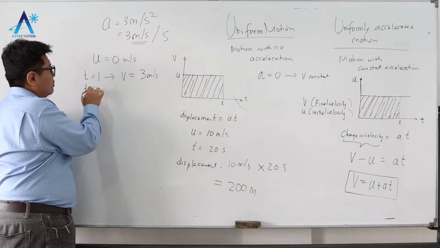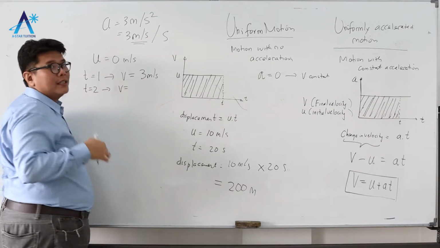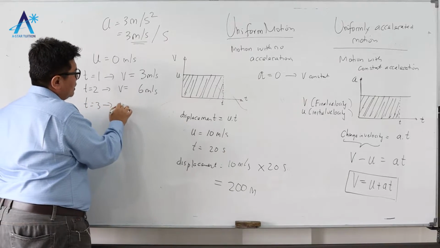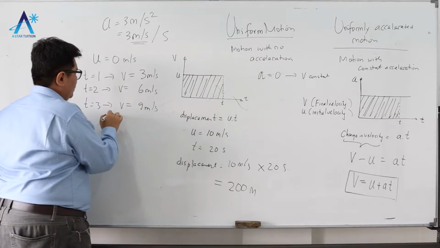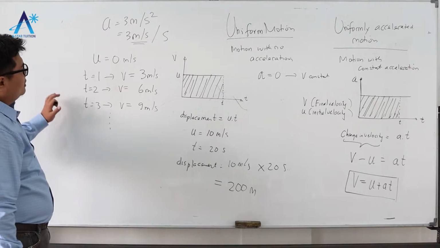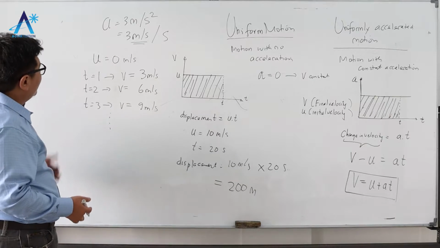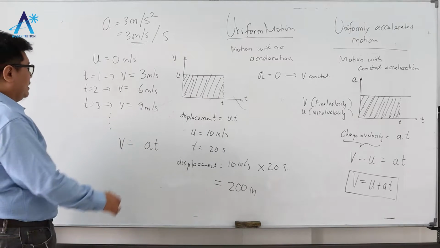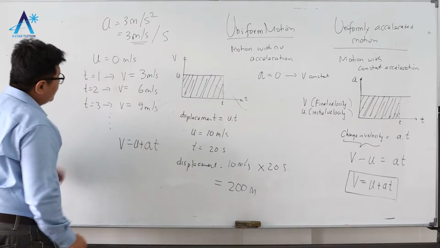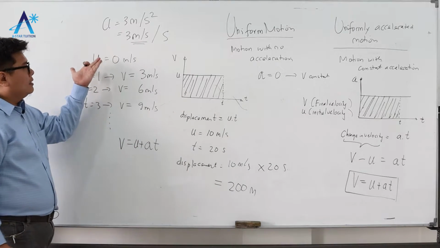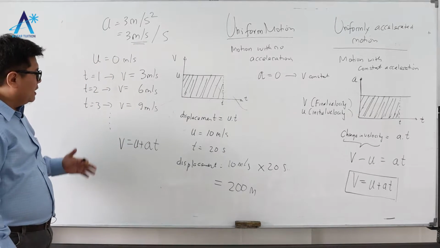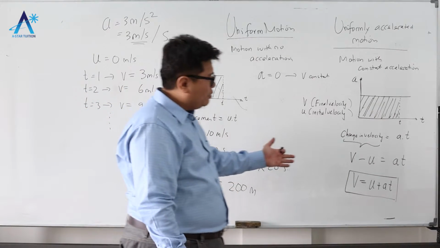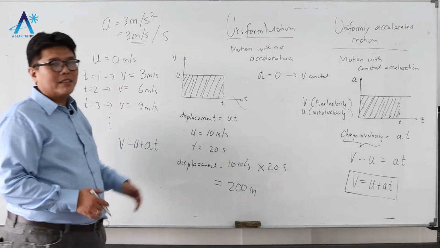Then at t equal to 2, the velocity will increase by another 3, so 6 meters per second. And at t equal to 3, the velocity will increase to 9 meters per second. So then you can continue the process. In general, we can deduce that the velocity will become at, and obviously you add u to it. Now in this case the u is 0, but the u doesn't need to start from 0. So this is why the formula v equals u plus at makes sense. I hope you understand this.